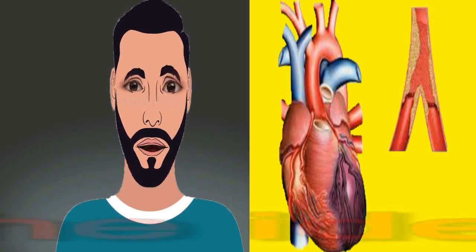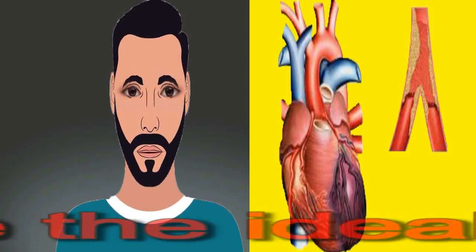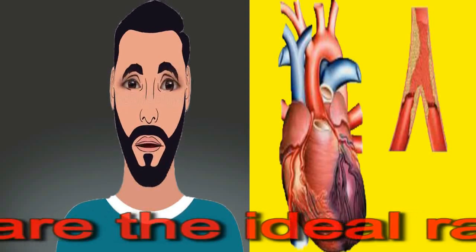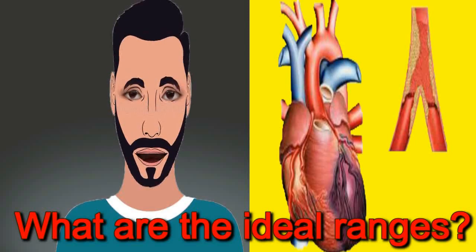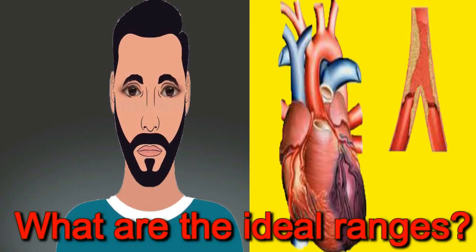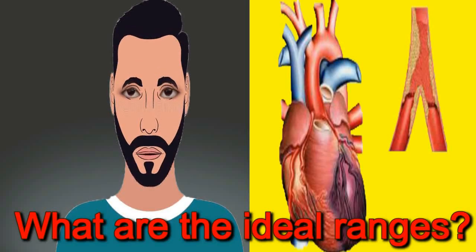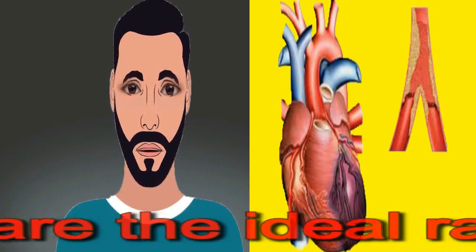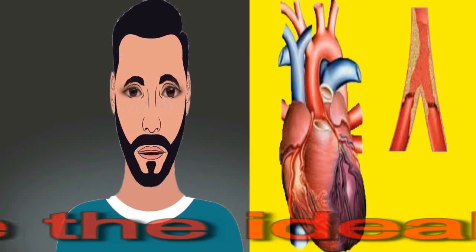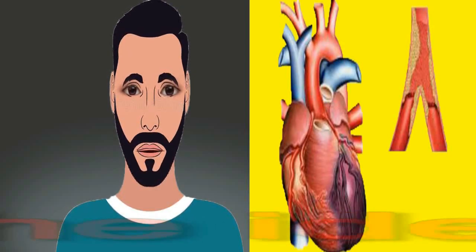What are the ideal ranges? In the United States, cholesterol is measured in milligrams per deciliter. The guidelines for healthy cholesterol levels are as follows: total cholesterol below 200 milligrams per deciliter, LDL cholesterol less than 100 milligrams per deciliter, HDL cholesterol above 40 milligrams per deciliter. Different regions and countries may have varying guidelines, so it is wise to speak to a doctor about the most accurate and up-to-date ranges.